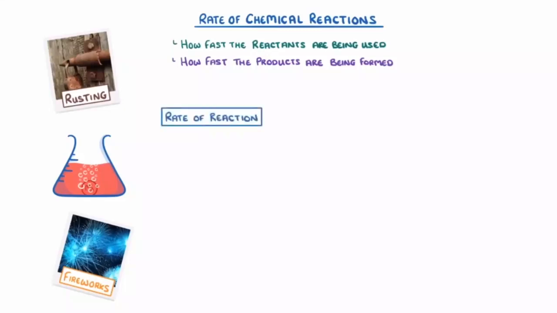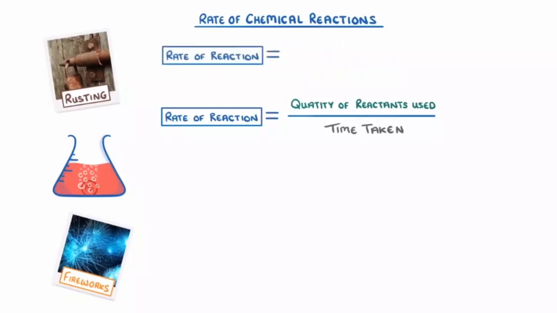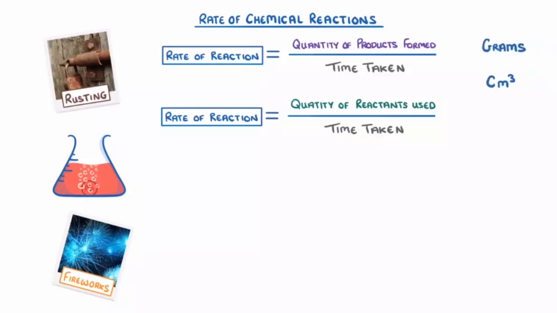So we say that the rate of reaction is equal to the quantity of reactants used divided by the time taken, or the rate of reaction is equal to the quantity of products formed divided by the time taken. That can be in grams and sometimes centimeter cubed. But what is the prerequisite for a reaction? When can we say a reaction has taken place?